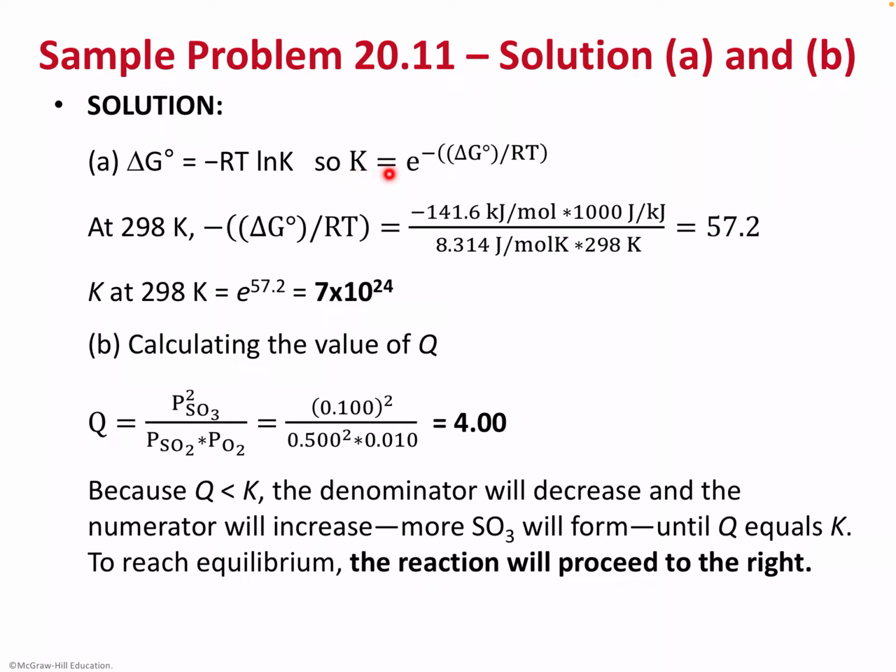We use this equation, delta G naught equals negative RT ln K. So K is going to be the exponent of negative delta G naught over RT, at 298 Kelvin. Delta G naught was given, negative 141.6 kilojoules, converting it to joules, divide by the gas constant and the temperature, 57.2, and you take the exponent of that, that gives you the equilibrium constant.